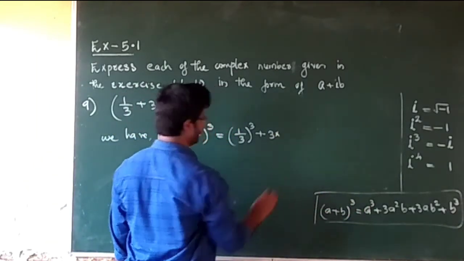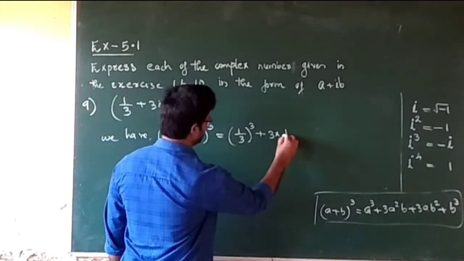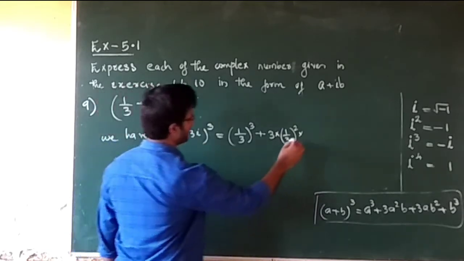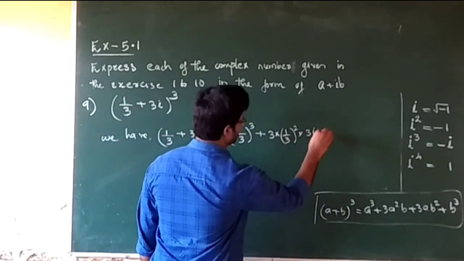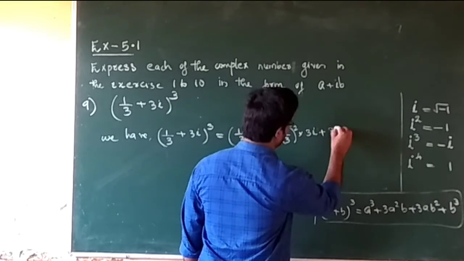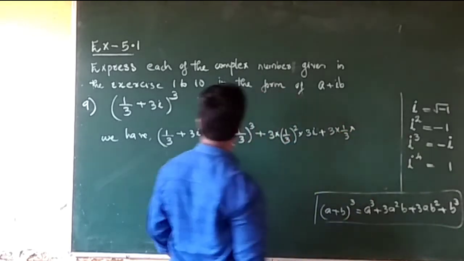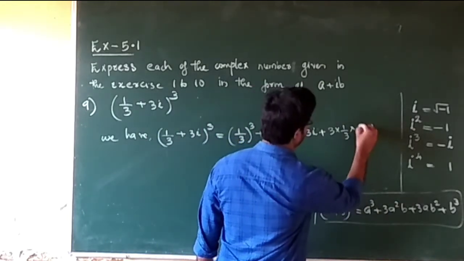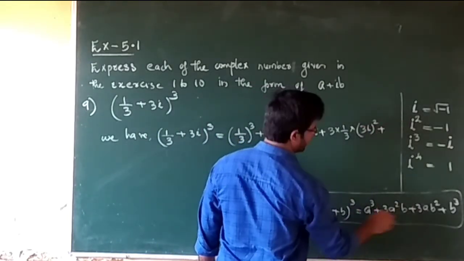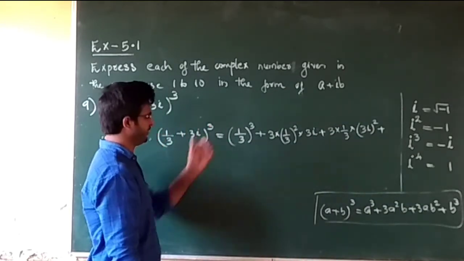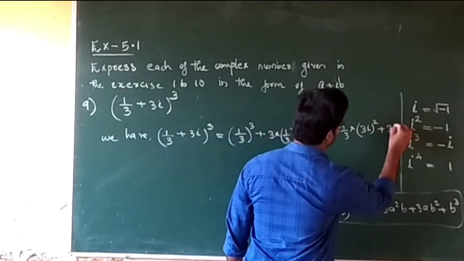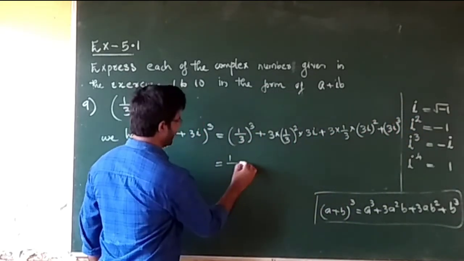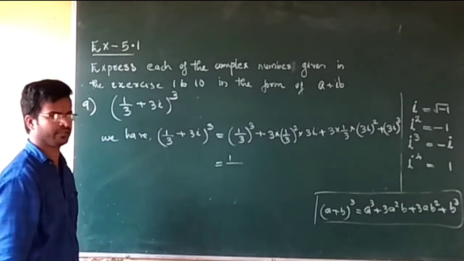3 into a square, a square means 1 by 3 square, into b, b is 3i. Plus 3a: 3 into 1 by 3, into b square, b square here is 3i square. Plus b cube, b cube means 3i cube. 1 cube means 1 divided by 3 cube, 3 into 3 into 3, 27.